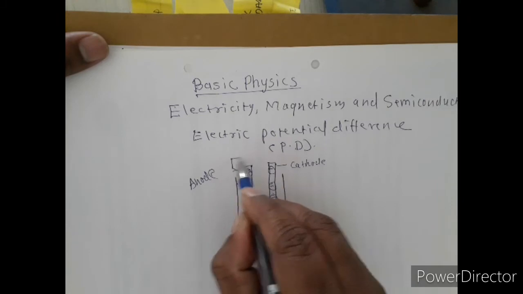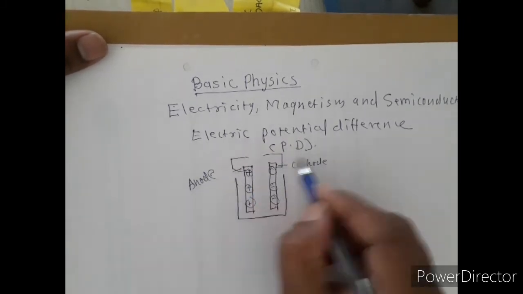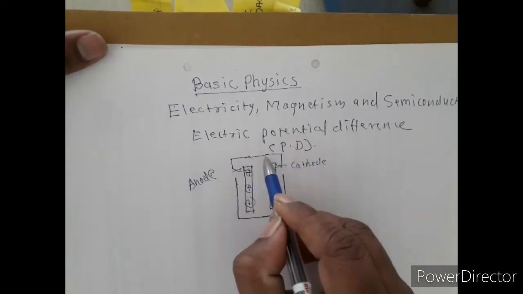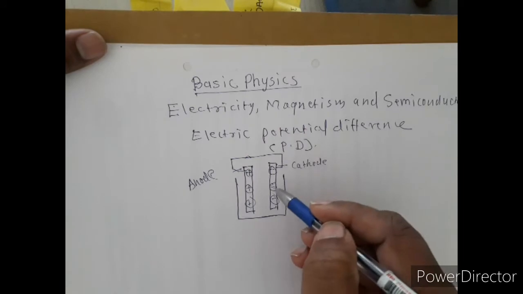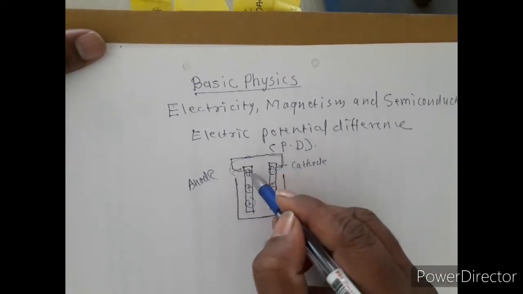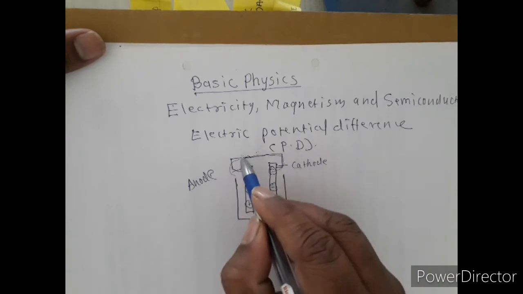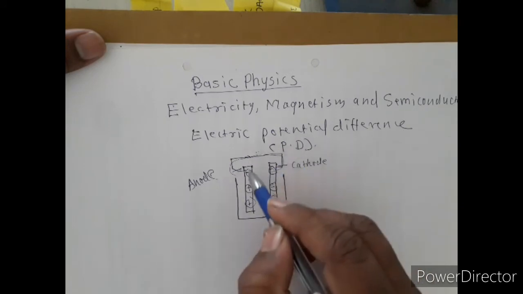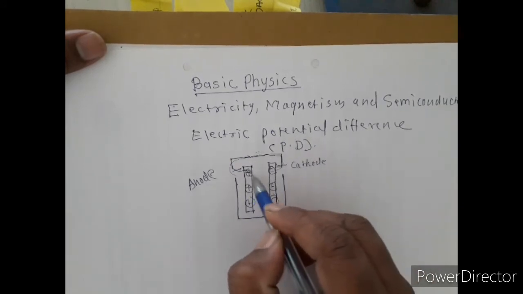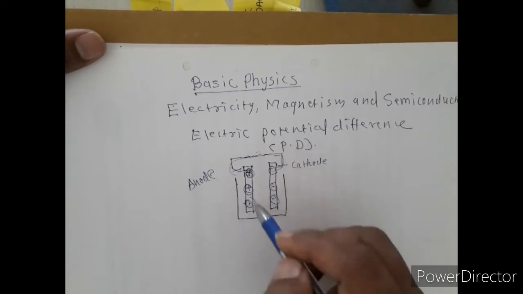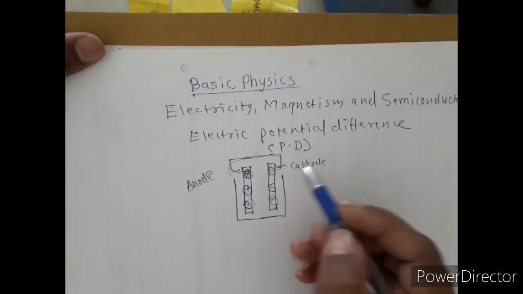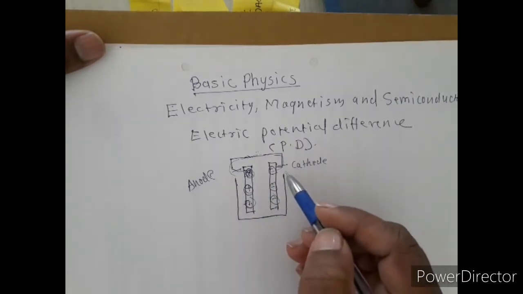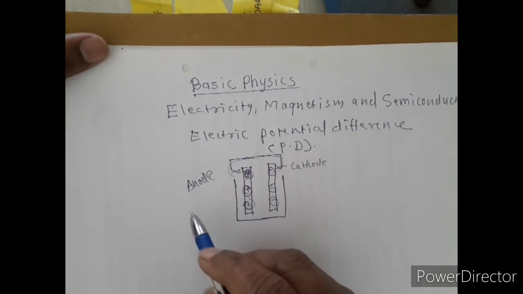So there is a strong force of attraction between these two charges. But when this circuit is closed, this negative charge will flow in this direction. Electric current will flow from positive to negative, and electrons will flow from the negative terminal to the positive terminal and discharge at the positive charge. So the force between these two electrodes is called potential difference.